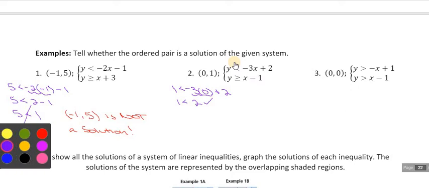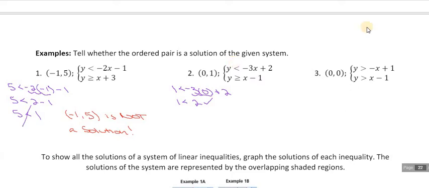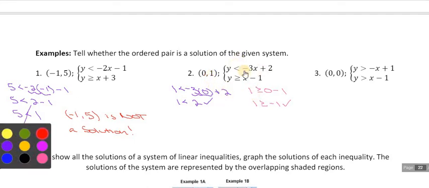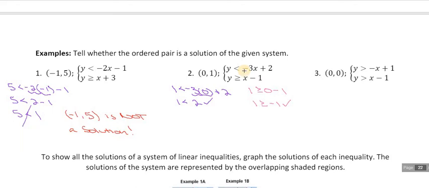Let's check the second one. Inequality number 2 is y is greater than or equal to x minus 1, so plug in our x and y. So y, 1, is it greater than or equal to x, which is 0, minus 1? Well, yes, 1 is greater than or equal to negative 1. So because our ordered pair (0, 1) made both of these linear inequalities true, it means that our ordered pair (0, 1) is a solution.